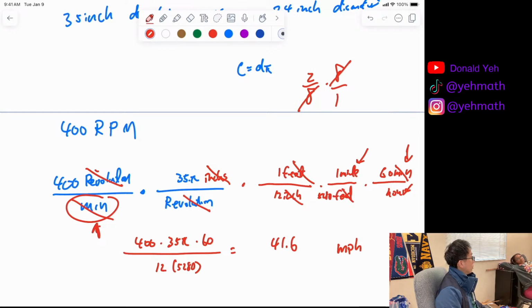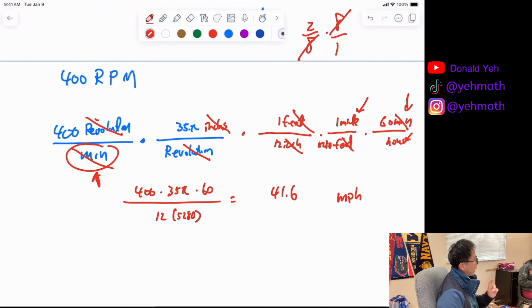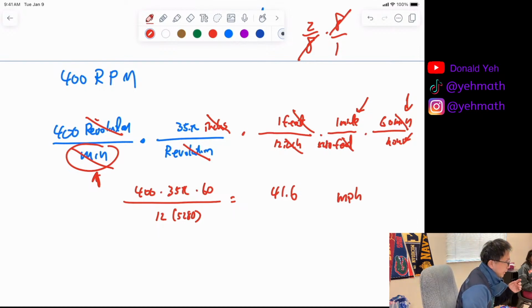Okay, so that's how you convert revolutions per minute. The angular speed is the same, because it's 400 revolutions per minute. Now, how do you find angular speed? That means how fast the angle is changing, right? So you've got to think about those things when you're doing this.